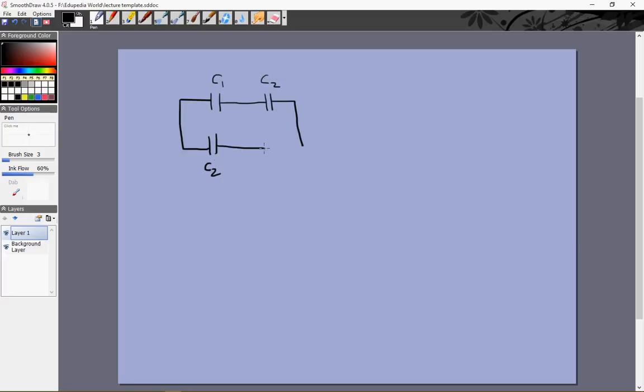C2, C1, and C3. I have to find the equivalent capacitance of this system, right?